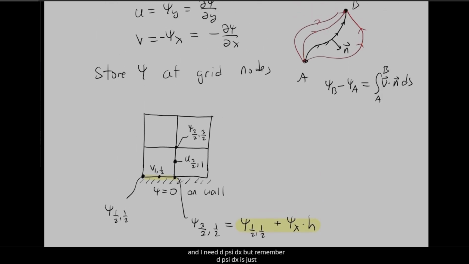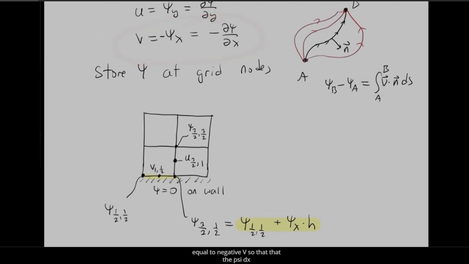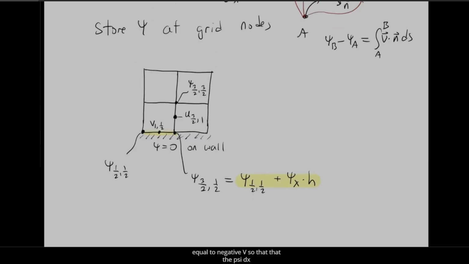But remember, d psi dx is just equal to negative v. So that d psi dx is my negative v 1, 1/2. So I have that value exactly where I need it, because that tells me the flow rate. Now, that's actually a wall, the first point. Then my v is going to be 0 there. That's fine. I'm going to be adding 0. That just means I'm not changing psi as I move to the right.